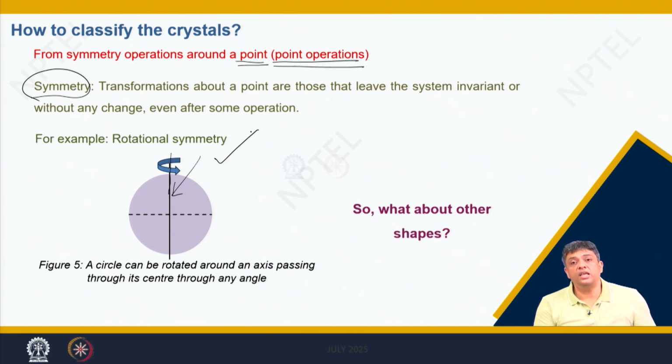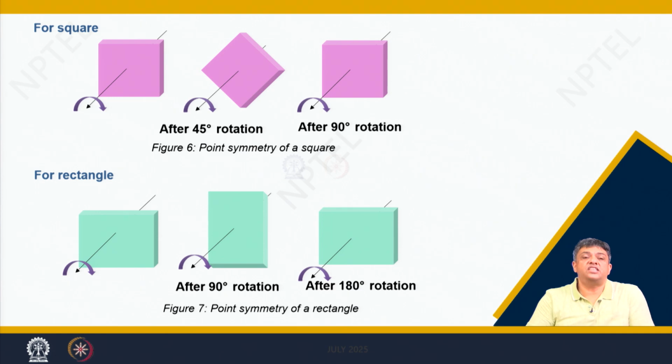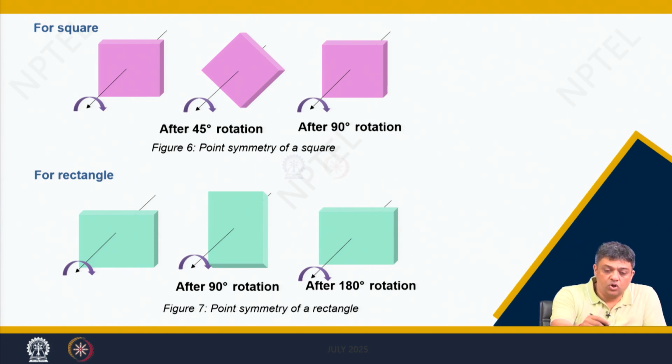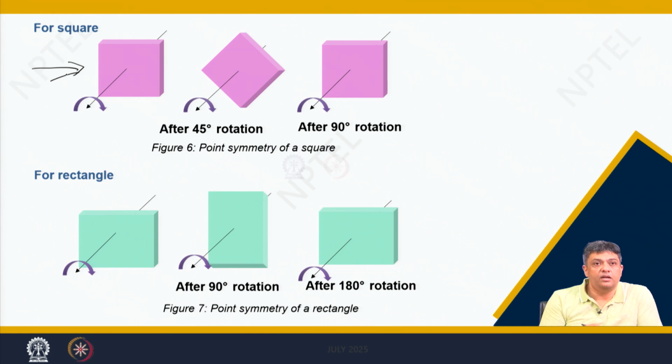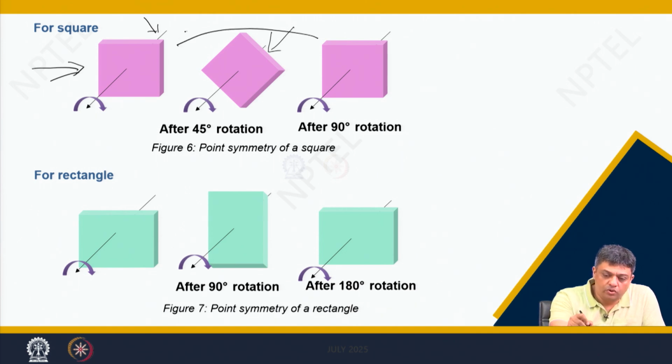But what about the other shapes? Let us see a square. So, you have a square which is placed like this, and then you have an axis. Rotate the square by 45 degrees. What will you get? You will get this arrangement. Rotate it again by 90 degrees, that is with respect to this, you will get the square again.